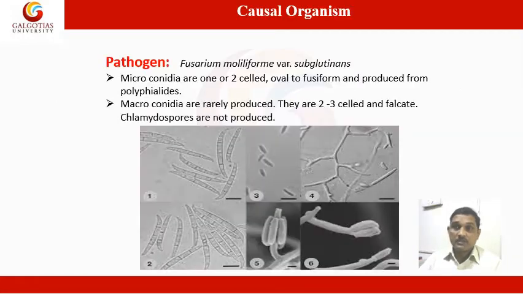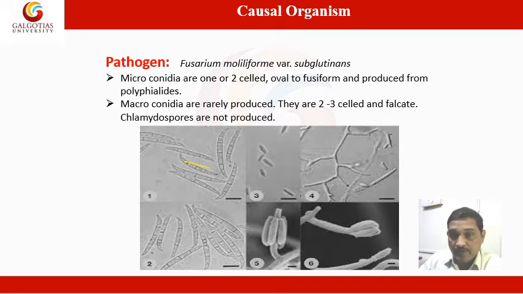Now the causal organism, also known as the pathogen. Earlier it was considered a viral disease, or a disorder due to some insect infection. But now it is clear that this is due to a fungal pathogen, namely Fusarium moniliforme pathovar subglutinans. The microconidia are one or two celled. You can see the microconidia shown here in the figure.